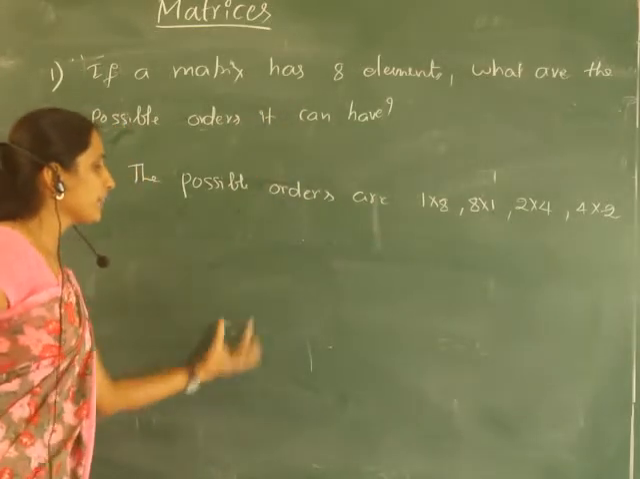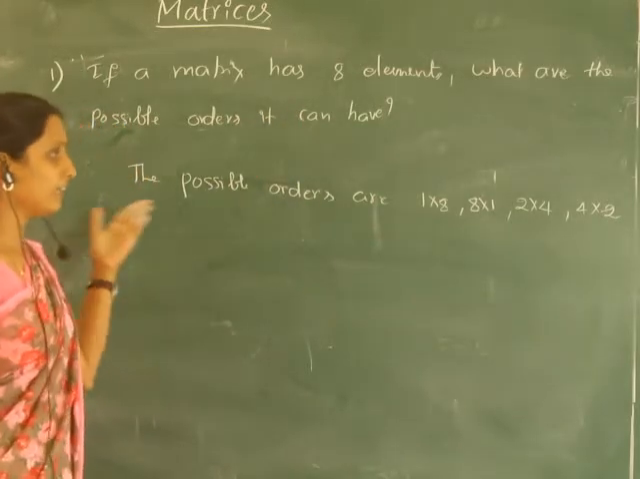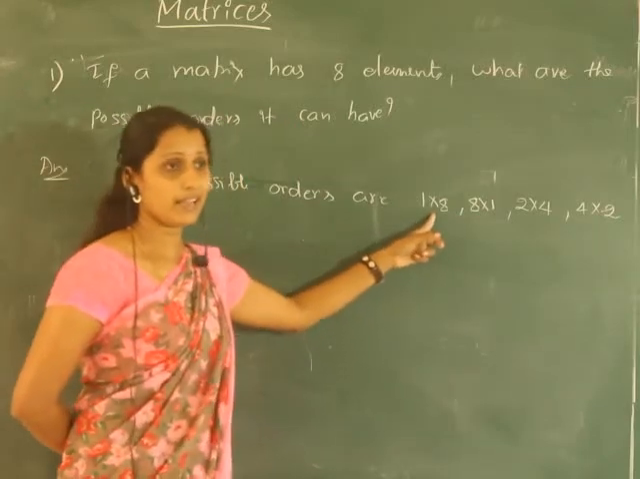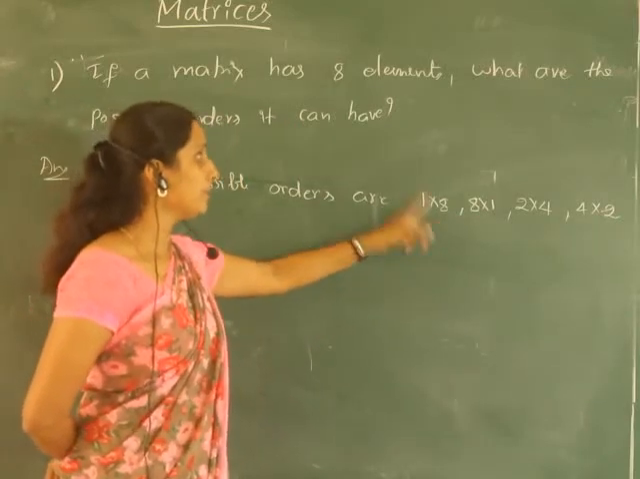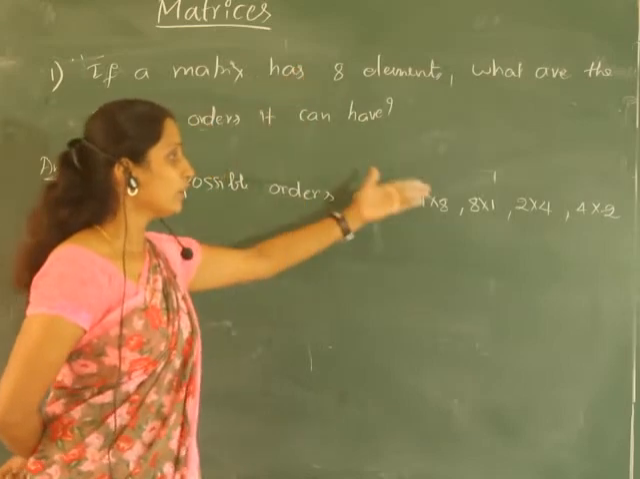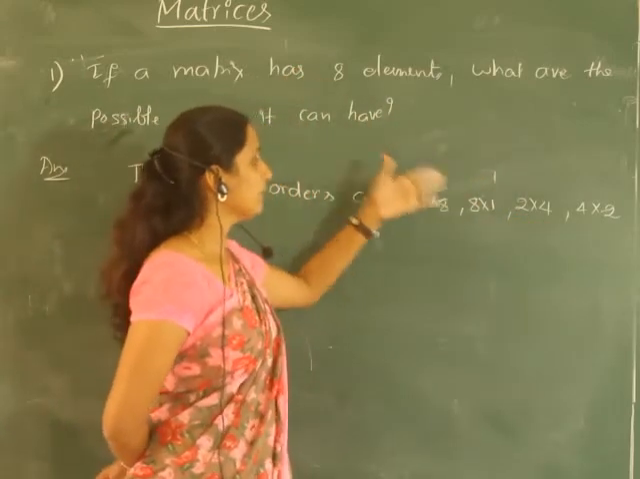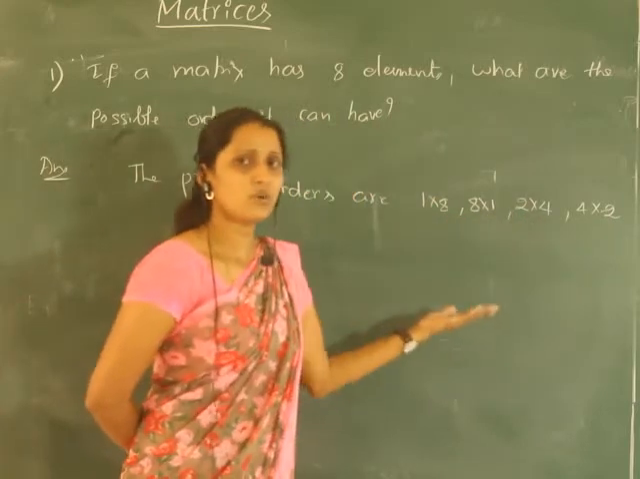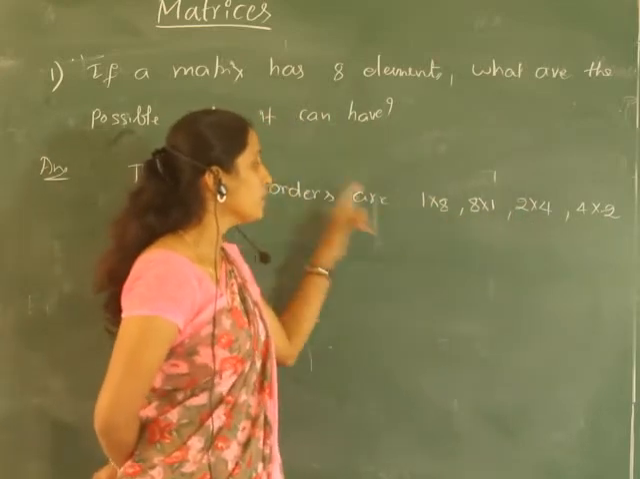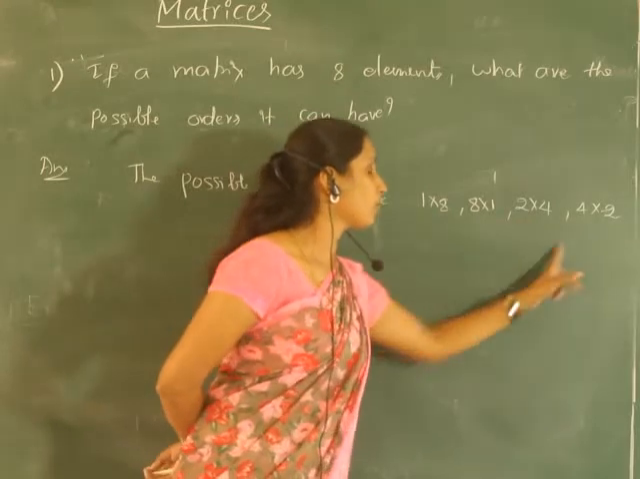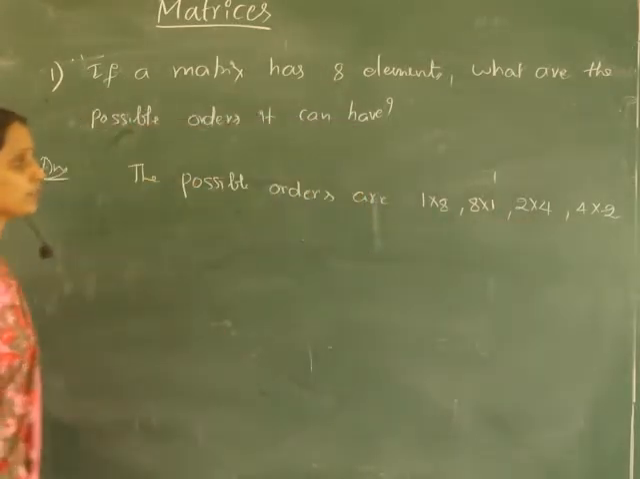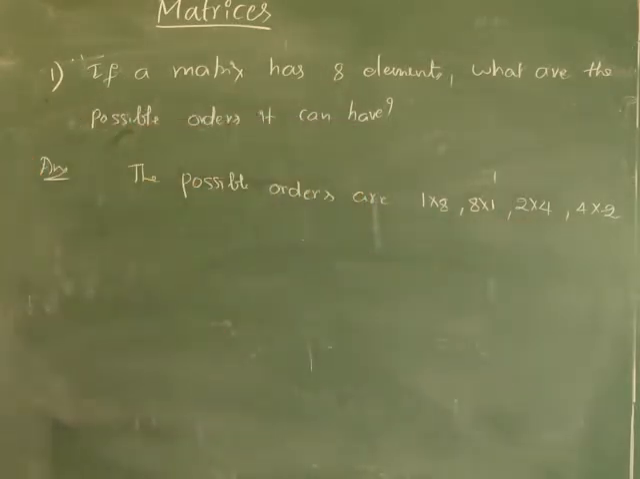You can check by arranging the 8 elements, or we can consider the cross or by as multiplication: 1 into 8 is 8, 8 into 1 is 8, 2 into 4 is 8, 4 into 2 is 8. Are there any other numbers whose product is 8? No. So the possible orders are 1 by 8, 8 by 1, 2 by 4, 4 by 2. You can read it as 1 by 8 or 1 cross 8 also. So the possible orders are like this.